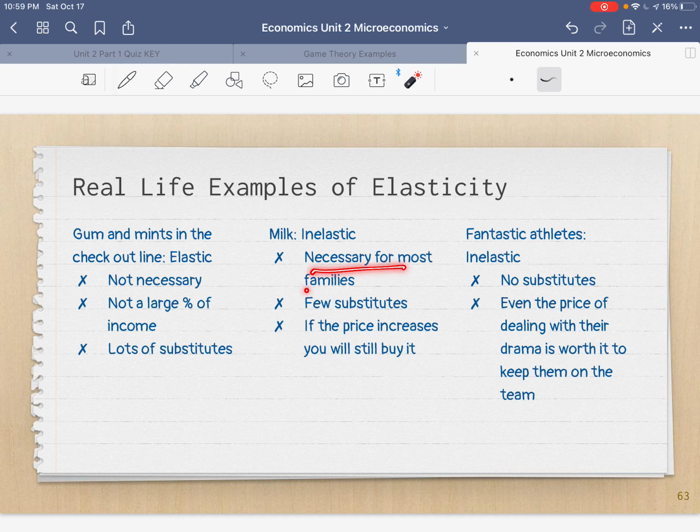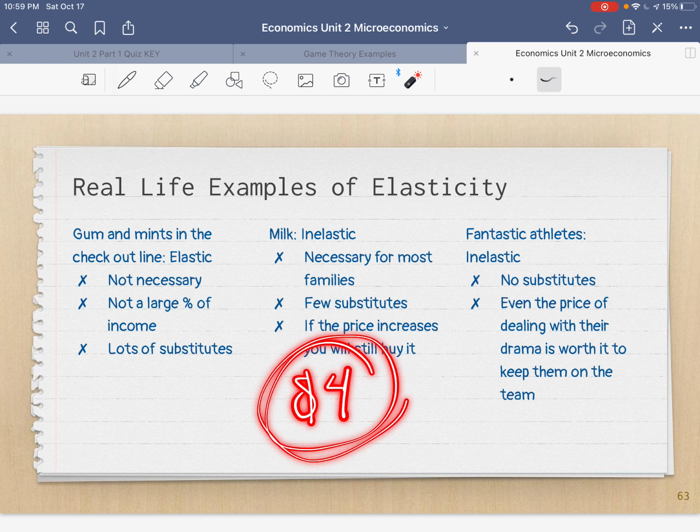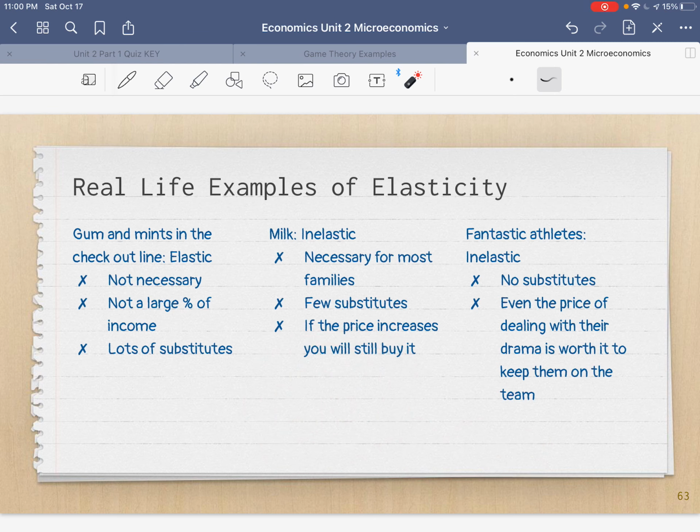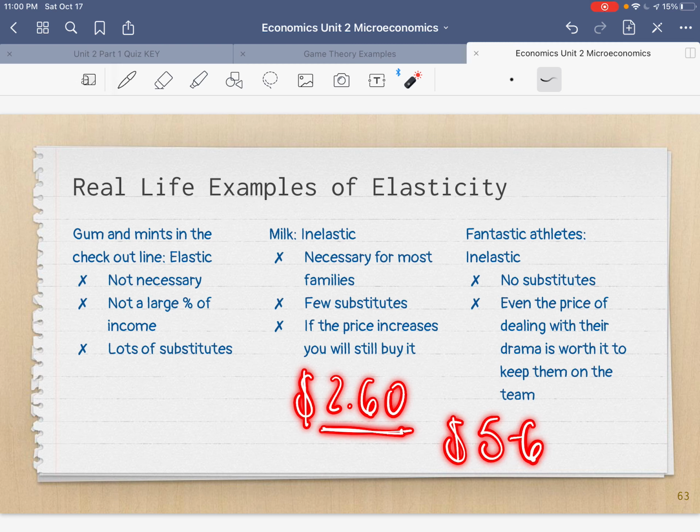Most families need milk. They feed their children milk for strong bones, calcium. So if the price of milk increases, you can still buy it. I remember a time when milk was $4 a gallon, and my family, when I lived with my parents, 3 kids, we drank like 2 gallons of milk a week. So that's $8 a week, but we still bought it. We still drank it. Milk was important to our family. It was necessary. Now milk is sitting at about $2.60 a gallon or somewhere around there. But even if it jumps up to like $5 or $6 a gallon, I'm still going to buy it because I drank it and my baby needs it and those sort of things, okay?